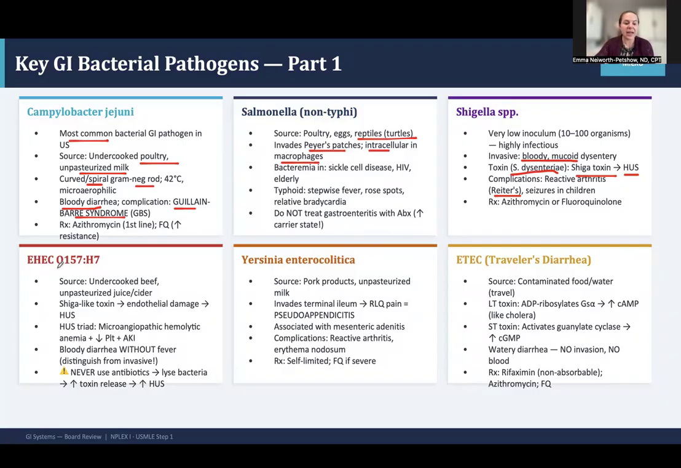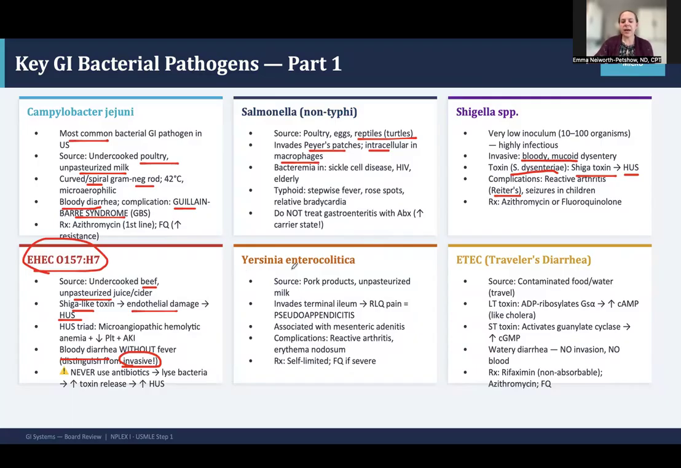Know that. This is high yield here, so know this whole thing. Undercooked beef, unpasteurized juice or cider. It also has a Shiga-like toxin, which causes endothelial damage and can also lead to hemolytic uremic syndrome, where you have microangiopathic hemolytic anemia, decreased platelets, and an acute kidney injury. So bad stuff going on. There's bloody diarrhea here, no fever. That can help you distinguish from an invasive gastroenteritis. And that is your high yield for EHEC.